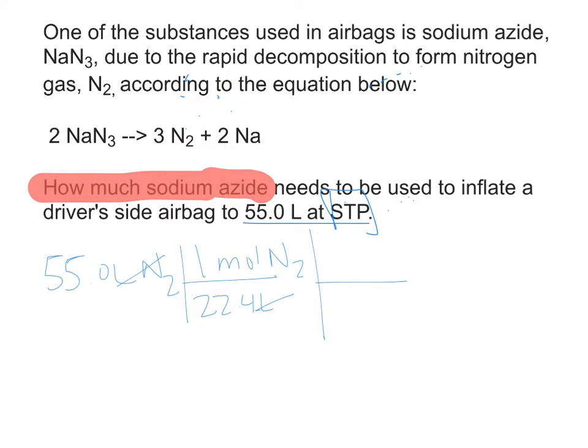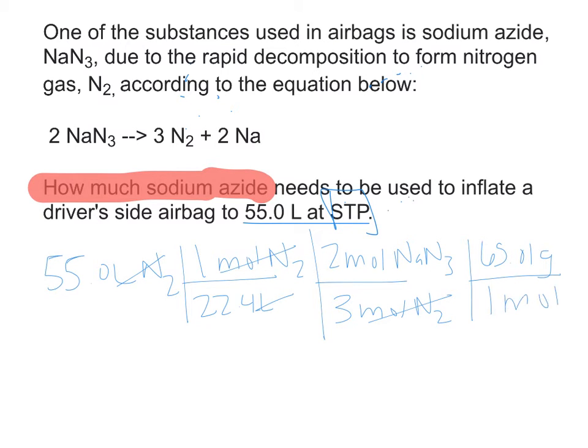I'm going to go to my balanced equation to see that for every 2 moles of sodium azide that I want to produce, I need 3 moles of nitrogen. My moles of nitrogen have canceled. I'm now at moles of sodium azide. The molar mass of sodium azide, which is the mass of 1 sodium and 3 nitrogen, is 65.01 grams for every 1 mole. My moles of sodium azide cancel, and now by the power of the calculator, I see that I need approximately 106 grams of sodium azide to get my airbag to inflate.